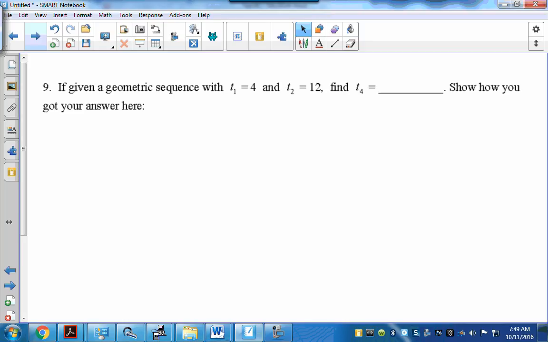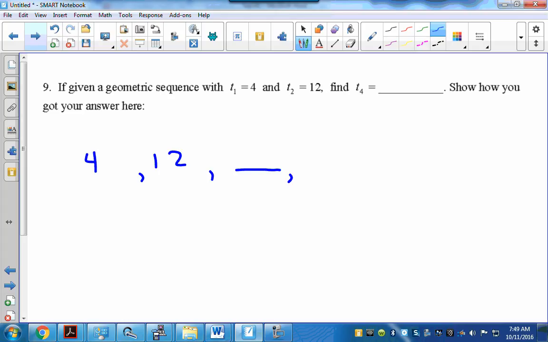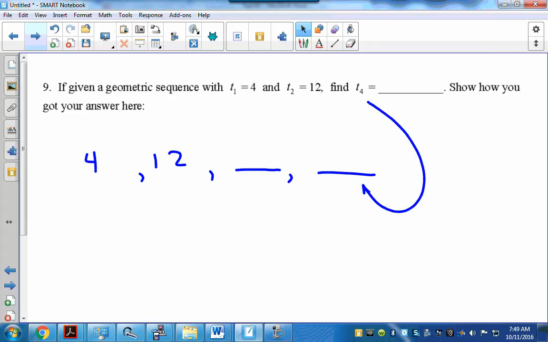Okay, here's the geometric sequence. T1 is 4, and T2 is 12. We don't know the 3rd one, and we're looking for the 4th term again. So for geometric sequences, you need the ratio. The ratio is going to be 12 divided by 4, which is 3. So to do that, you just multiply by 3.